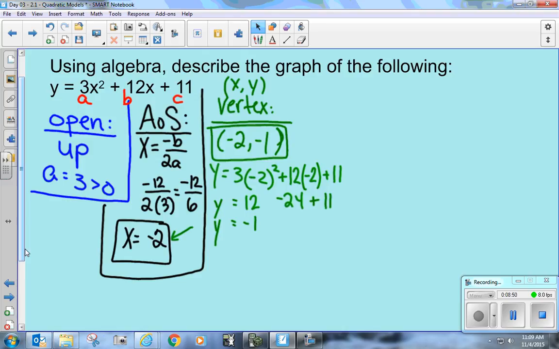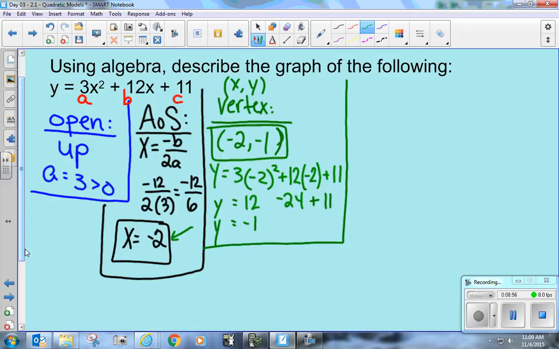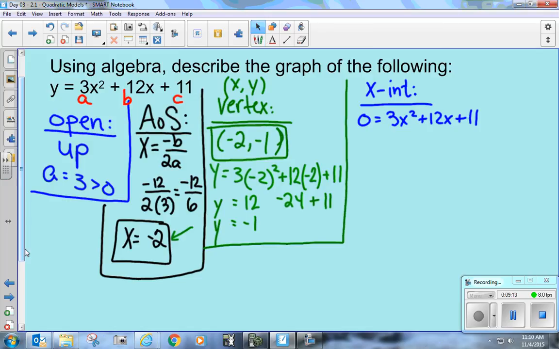Now the last thing we need to figure out are the x-intercepts. The roots, the zeros, the solutions. That means I take my equation and set it equal to 0 and solve: 3x squared plus 12x plus 11. First of all, that is not a 1x squared, so I can't just use the factor sum method. I can't say two numbers that multiply to be 11 that add to 12. Because 11 times 1 is 11, and 11 plus 1 is 12, but we have the 3 here, so we can't do that.